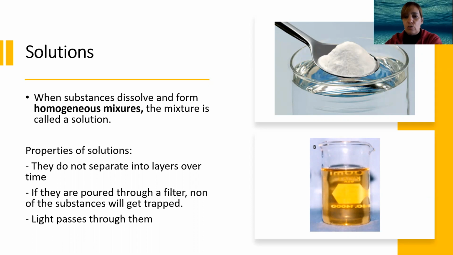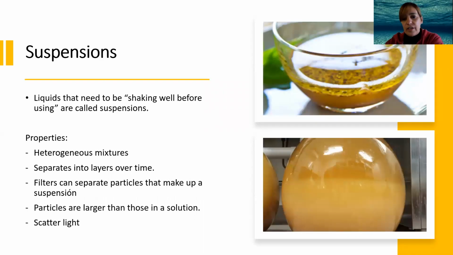The different parts of the solution cannot be separated. And the light passes through this type of mixtures. That's why they are clear and they are transparent. Other type of mixtures are the ones that are called suspensions. Suspensions are mixtures that are heterogeneous. That means that you can see different components of the mixture.